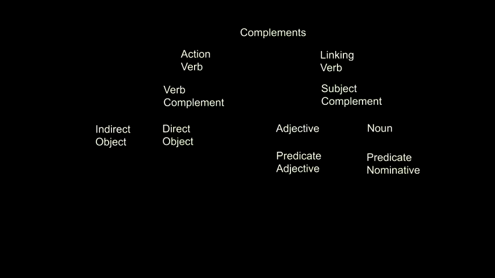So, for the purpose of this video, we're going from here. Complements, right? Linking verb. If it's a linking verb, then you're going to have a subject complement. You have to figure out, after you figure out that it's a linking verb, is it pointing to an adjective or is it pointing to a noun? If it's pointing to an adjective, it is a predicate adjective, P-A. If it's pointing to a noun, it's a predicate nominative, P-N.